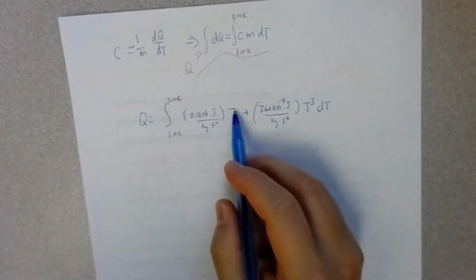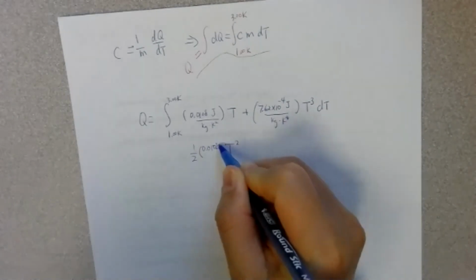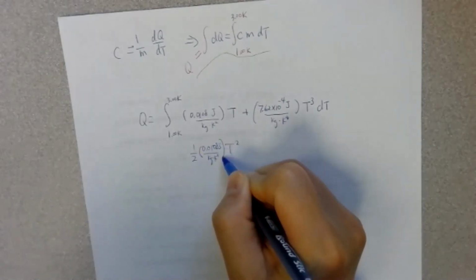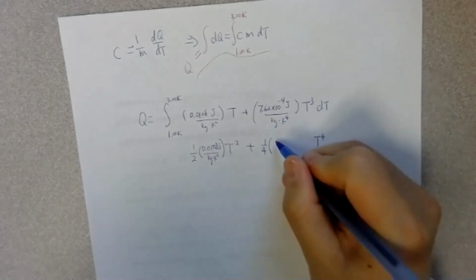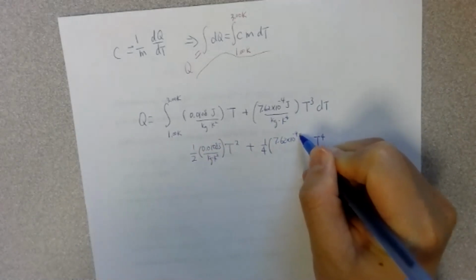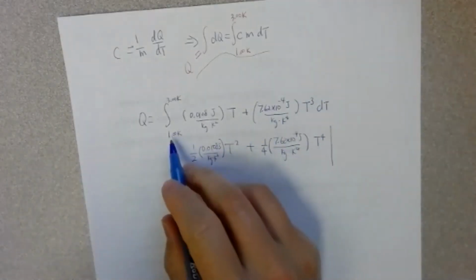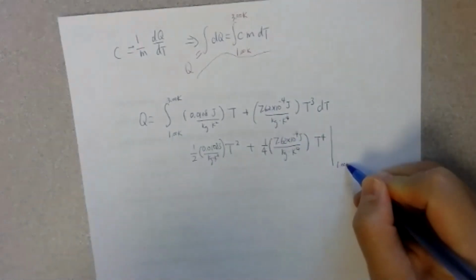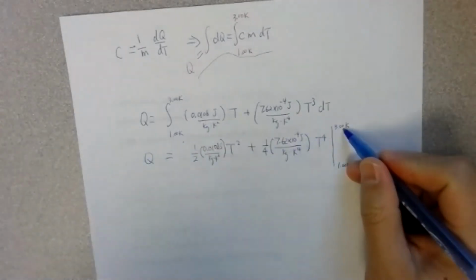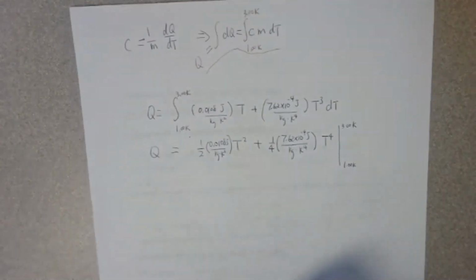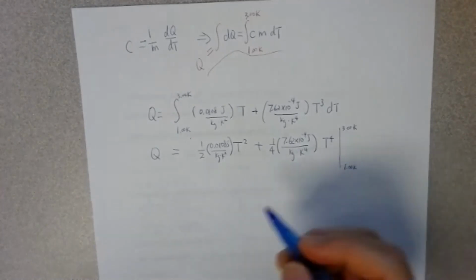So when you do integration, T will become T squared with a 1/2, and then times this A, 0.0108 joules over kilogram times K squared, plus T to the third will become T to the fourth, but with 1/4 in front, 7.62 times 10 to the minus 4 joules over kilogram times Kelvin to the fourth, okay? Those units are there. And then you are integrating from 1.00 Kelvin to 3.00 Kelvin. In that case, Q is equal to that. So this is the lower limit, that's the upper limit, okay? You are going to plug the upper limit into the expression and then minus plugging the lower limit into the expression, and that will be your Q.